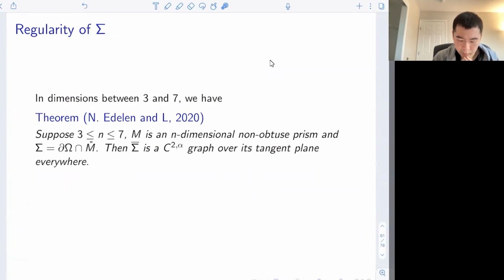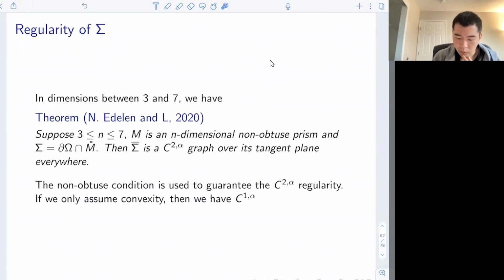For the free boundary minimizer in higher dimensions, this is what I can prove with Nick Adler. In these regular dimensions, if you have an n-dimensional non-obtuse prism, and you have a separating surface sigma that is a free boundary minimal surface, then you can safely take the closure, and the closure is C2 alpha graphical over its tangent plane everywhere. This is precisely where the non-obtuse condition comes in. The non-obtuse condition guarantees the C2 alpha, but if you only are willing to assume convexity, your best hope is C1 alpha regularity instead. C1 alpha also seems quite good, but for the inductive procedure I'm going to describe, it's safer to use C2 alpha.